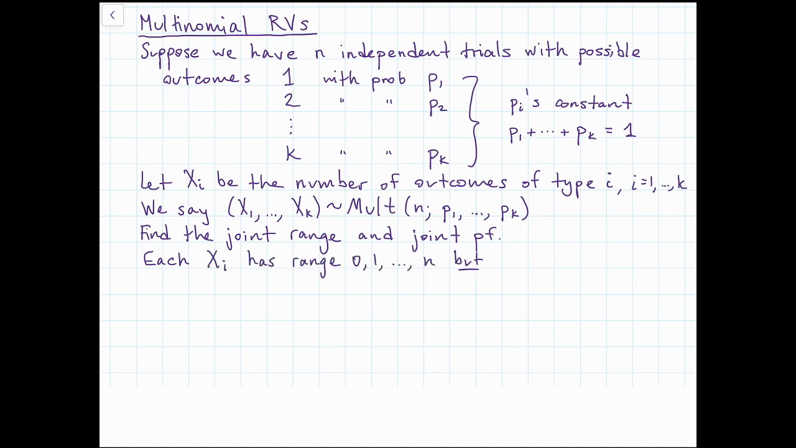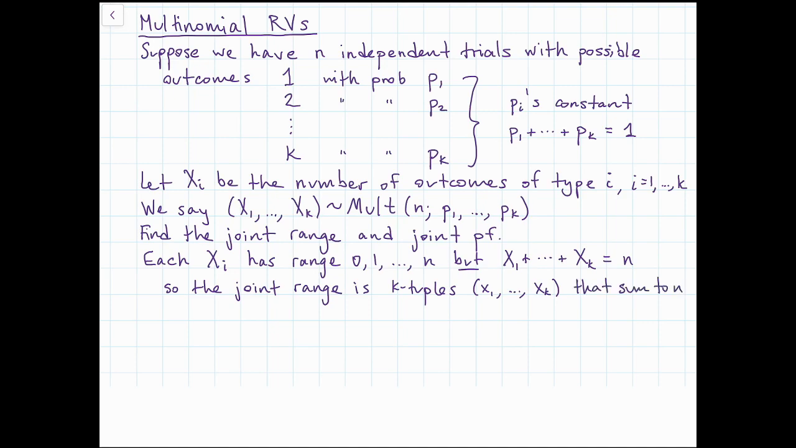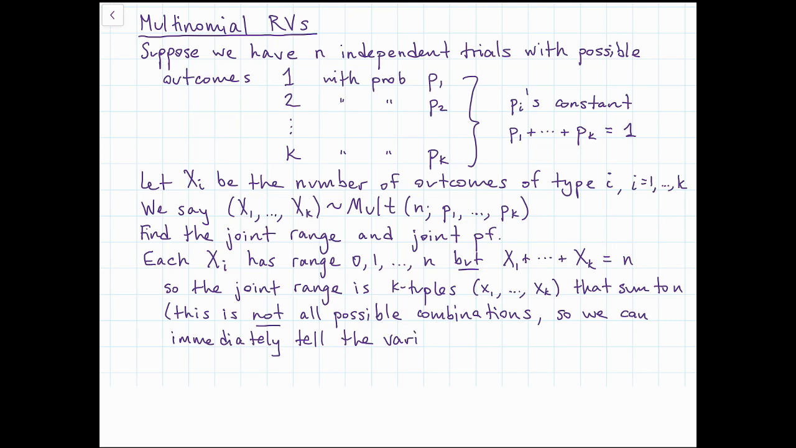because we can't have more than n outcomes or less than 0, but we also need the sum of the variables to be exactly n. So the joint range is going to be all k-tuples, x1 through xk, that are non-negative and sum to n. Now that's clearly fewer possible values of these x1 through xk's than all possible combinations. So that means we don't have a Cartesian product of sets, and we can immediately tell that these variables, x1 through xk, are not independent.